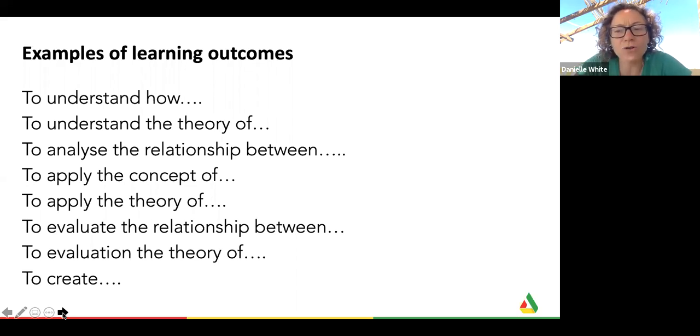So what are your learning outcomes in relation to your Microteach? What is it that you want people to understand? What is it that you want them to analyse? And I would recommend starting with a learning outcome that asks for people to understand something, and then choosing either to apply or evaluate or create as your second learning outcome. So to take one from each.